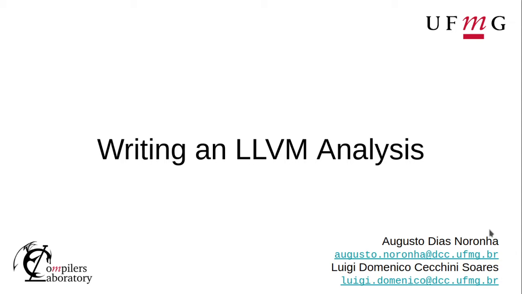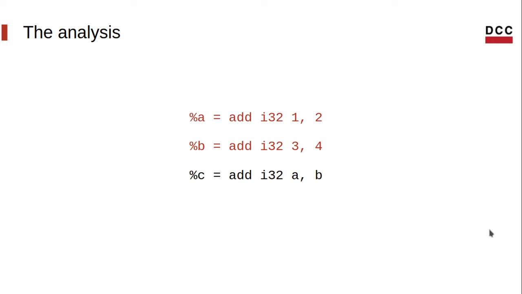In the previous video, we discussed the project structure of our analysis and we saw how to implement the entry point for an LLVM opt plugin. In this video, we will finish the implementation of the analysis and run it on an example to check the result we got. First, a brief recap. Our analysis will traverse a function collecting additions that only use constant integers. This will be used later on the course to evaluate these instructions at compile time.